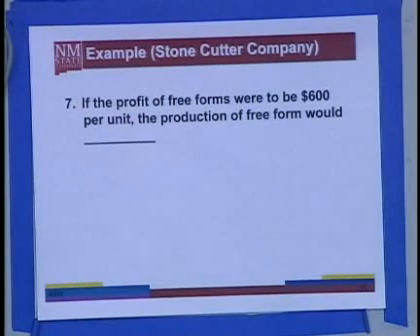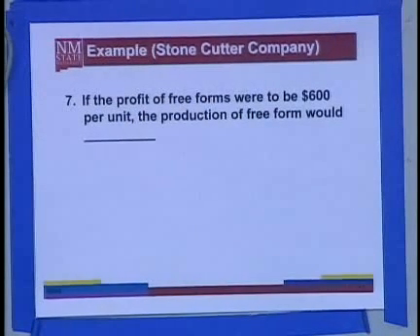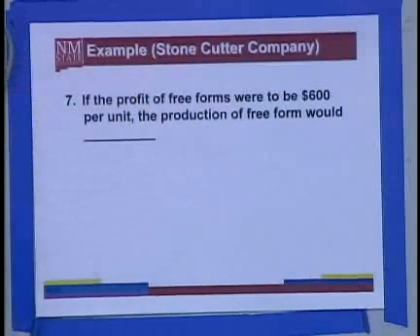Okay, next is number 7. It's not too fast, right? Is that okay? Okay. Number 7, if the profit of freeform were to be $600 per unit, what will be the effect on the production of freeforms?